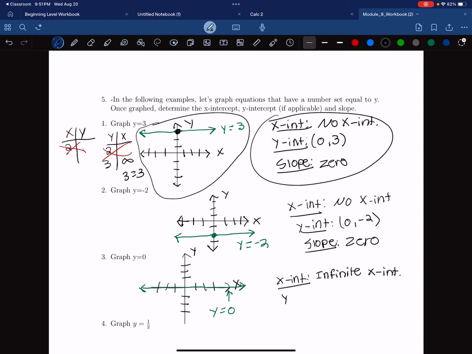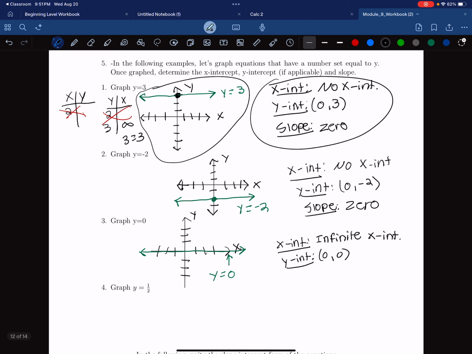What about y-intercepts? Well, we can say that this equation has a y-intercept of 0, 0 at the origin. And then the slope, well, the slope is going to be the same, which is 0.